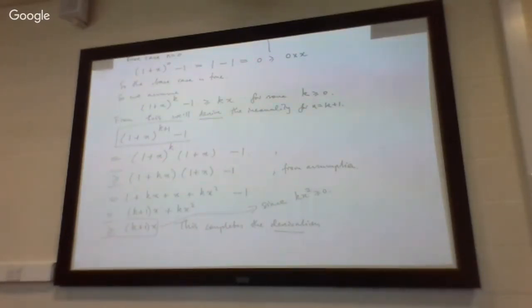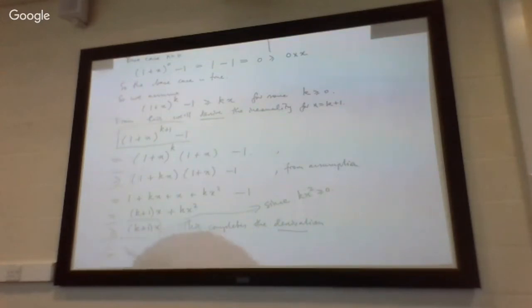So that completes the derivation. So by induction, the inequality holds for all n greater than or equal to 0. So that's a couple of examples of good induction proofs.